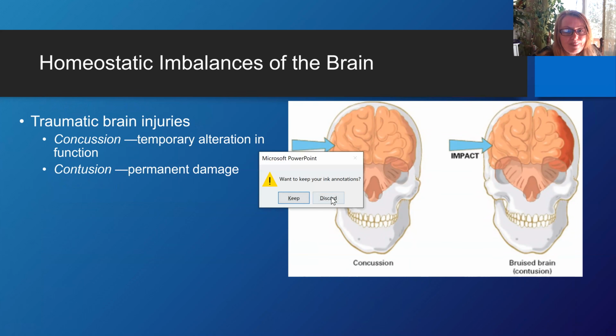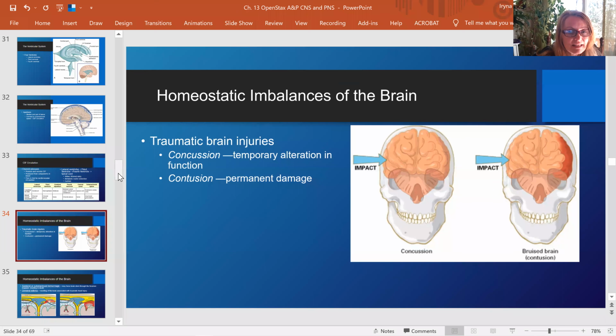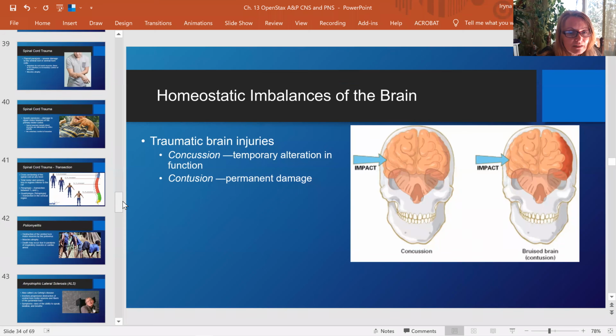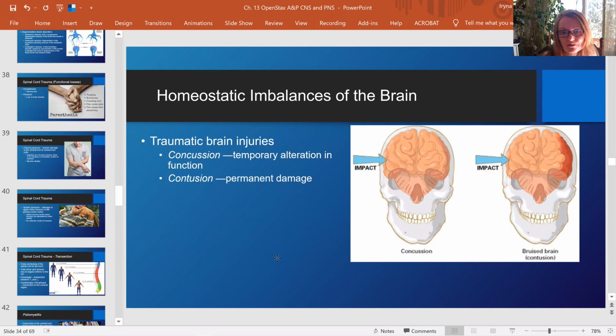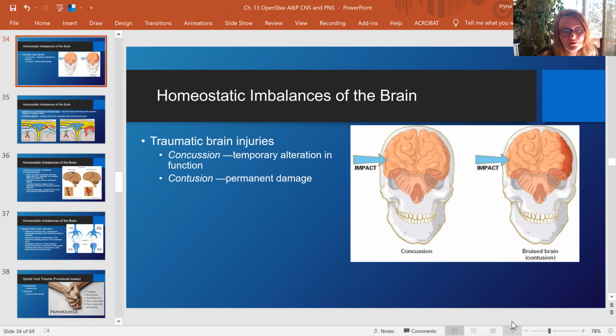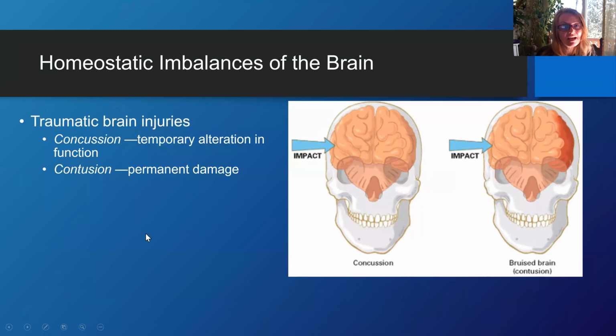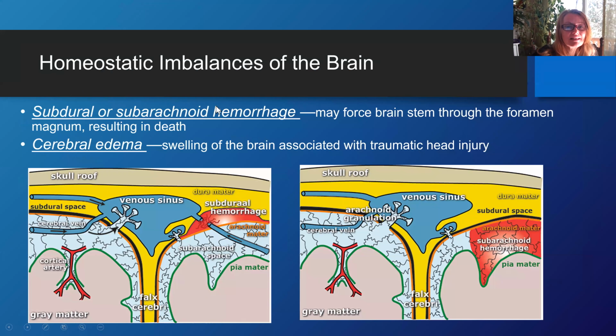And homeostatic imbalances. Wow, we still need to cover so much. Okay, so we have to do it, right? You don't need to watch everything in the same day, but homeostatic imbalances of the brain, traumatic brain injuries, include concussion and contusion. So concussion is a temporary alteration in function, and contusion is permanent damage, right? Then we have subdural or subarachnoid hemorrhage and cerebral edema.